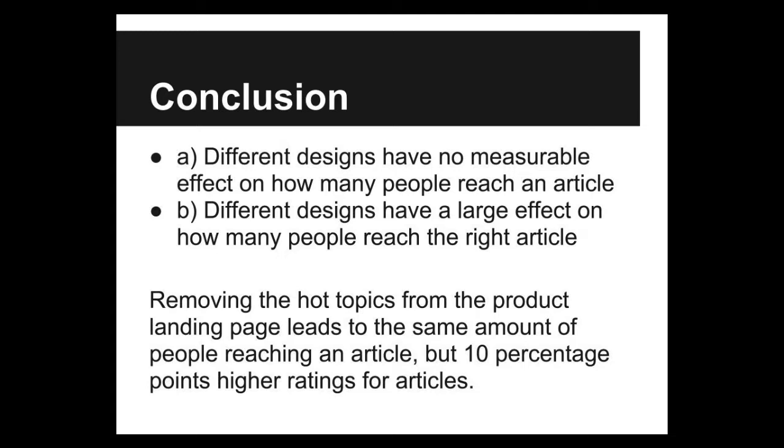So this is actually what I just said: essentially removing the hot topics from a product landing page leads to the same amount of people reaching an article, but 10 percentage points higher ratings for articles. Without changing the articles, we're changing the helpfulness of the articles. This is interesting, and this is why I'm pointing this out. So that means the helpfulness rating itself is definitely not only about the quality. A large part of that is a function of how well it fits the problem that the user is having at that point.